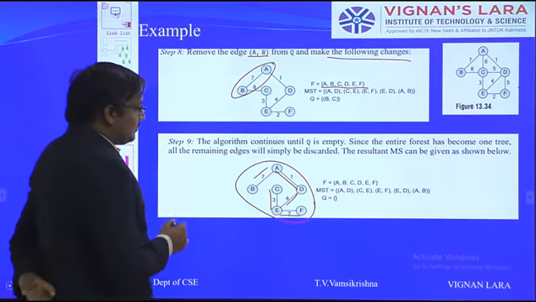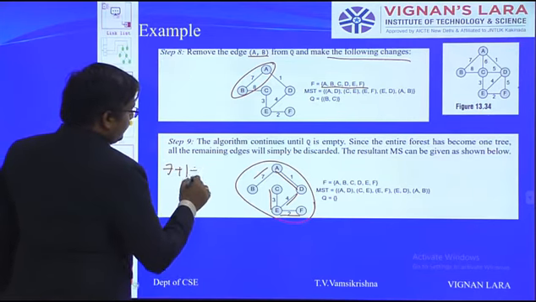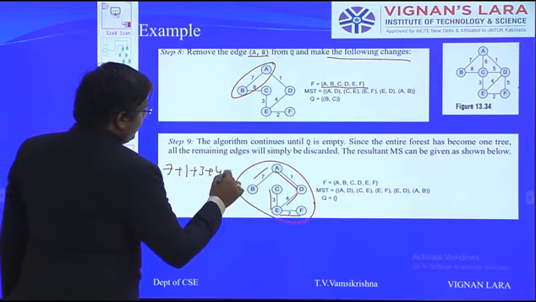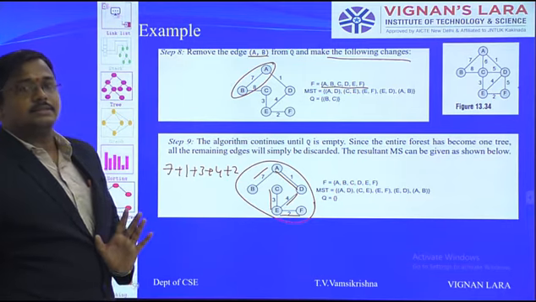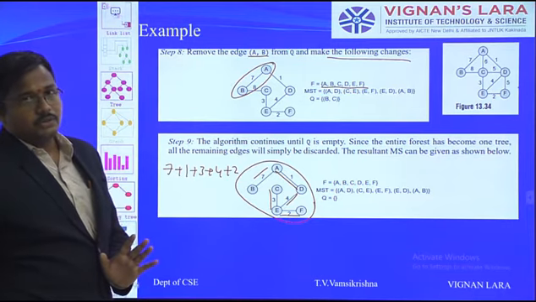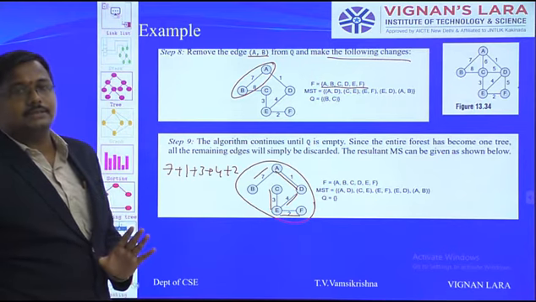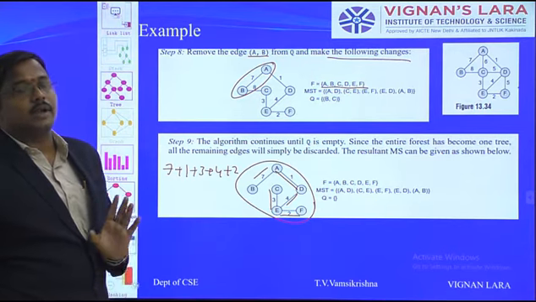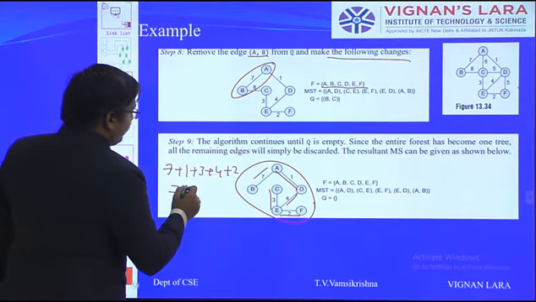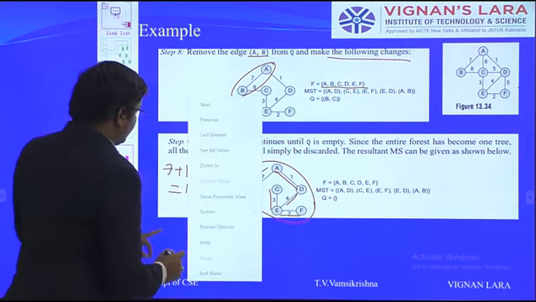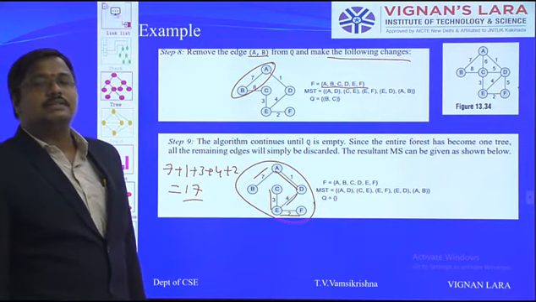So the total cost of this minimal spanning tree is 7 plus 1 plus 3 plus 4 plus 2. So how many edges are there? 5 edges. Means we have selected 5 edges. So to connect 6 different vertices, we want 5 edges: N vertices and N minus 1 edges. So the total cost is 11 plus 4, 15, plus 2, 17. The distance is 17.